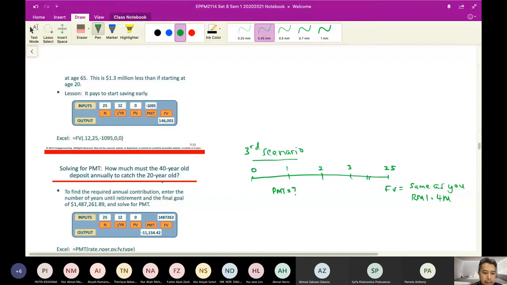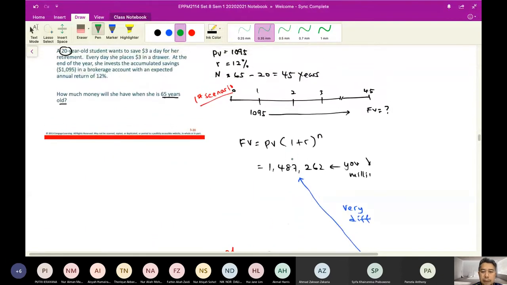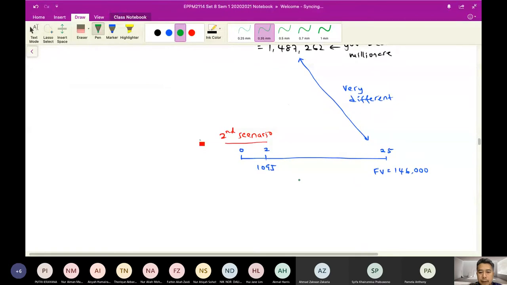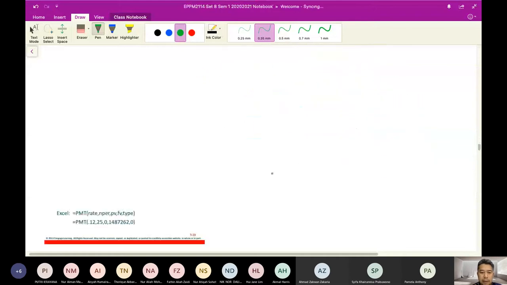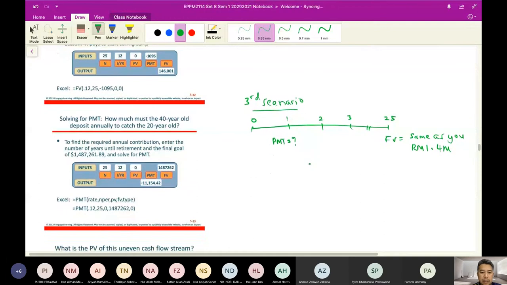Right, so we are still discussing perpetuity and annuity. For this first scenario, I would like to make a correction. The investment is yearly, every year. So you invest 1095, this one also 1095, and you repeat this every year. The third scenario is also the same: if I invest only 1095 every year, but only for 25 years, how much do I need to save every year to achieve the same amount as you? So the answer will be like this.